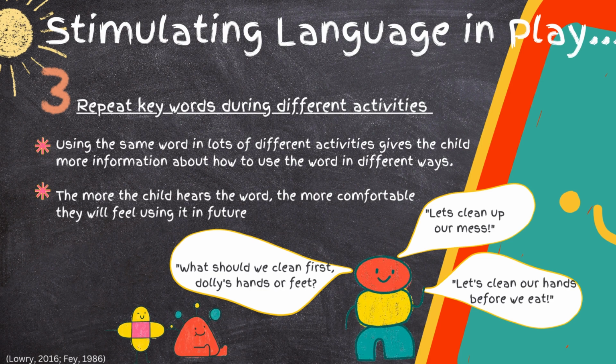Another strategy is repeating key words during different activities. Using the same word in lots of different activities gives the child more information about how to use the word in different ways. Here's an example. You might use the word "clean" while packing up the classroom. "Let's clean up our mess." You might also use it when pretending to clean a doll. "What should we clean first, the dolly's hands or the dolly's feet?" Or you could use it before cleaning hands before lunch. "Let's clean our hands before we eat." The child will then learn the pattern that clean is a verb that can be used to describe washing something, and that it's usually followed by words that describe what you're cleaning. Also, the more that they hear this new word, the more comfortable that they'll feel when using it in the future.